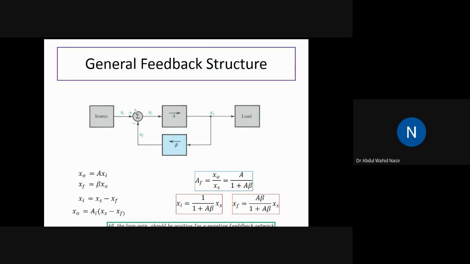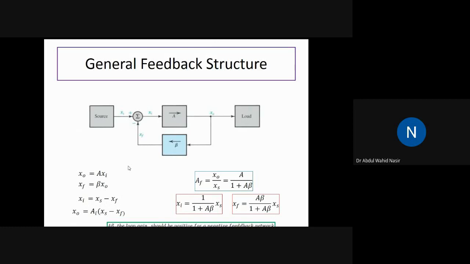Clear? Now see here, all of you. Here we are having a summer, which is having two inputs and one output. In the summer, one input signal is xs, the other input signal is minus xf. So this is nothing but equal to xi. That can also be shown here: xi is equal to xs minus xf.